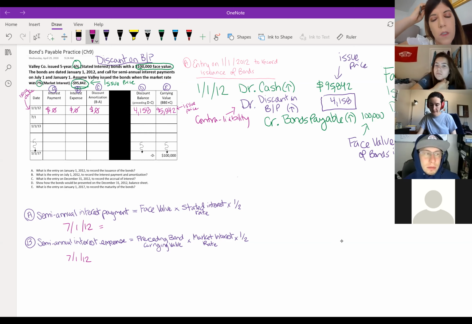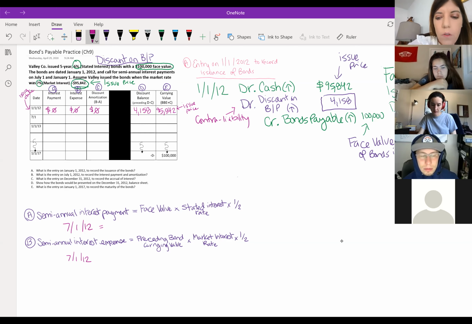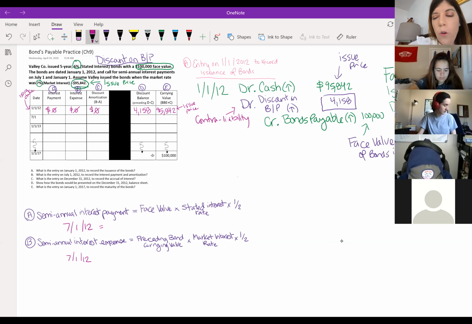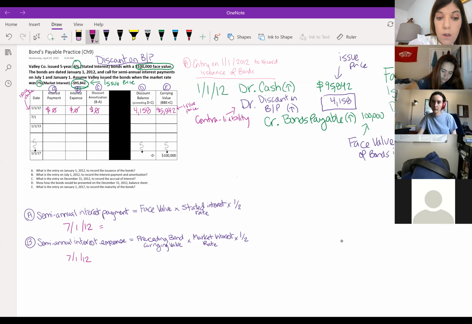Okay, so 6 months later, we're now going to pay our first semi-annual interest. So for those 6 months that have passed, we're now going to pay out interest. From January 1st to July 1st, is that the same fiscal year? Have we incurred interest in the same period we're going to pay interest? Yes.